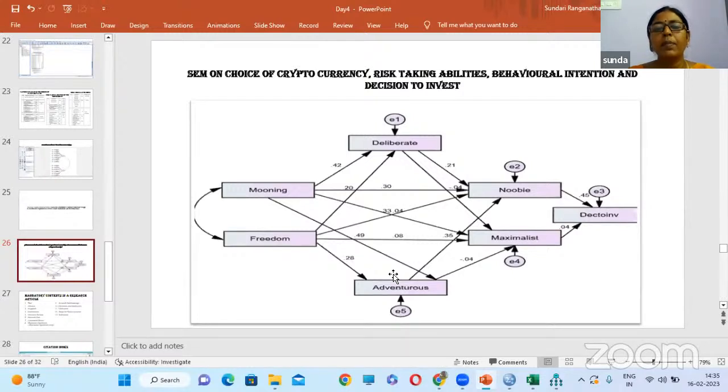Okay, deliberate risk takers. And the other category of risk takers are adventurous, without even knowing the impact of that. Just like that, expecting some rocketing increase in the price, they will invest. Adventurous risk takers. And then when it comes to behavioral intentions, how do you want to use your cryptocurrency? I'm a newbie. I want to use it in place of fiat currency. Newbies. And then crypto maximalist: wherever cryptocurrency can be used, I will use it to the maximum possible extent. That is crypto maximalist.